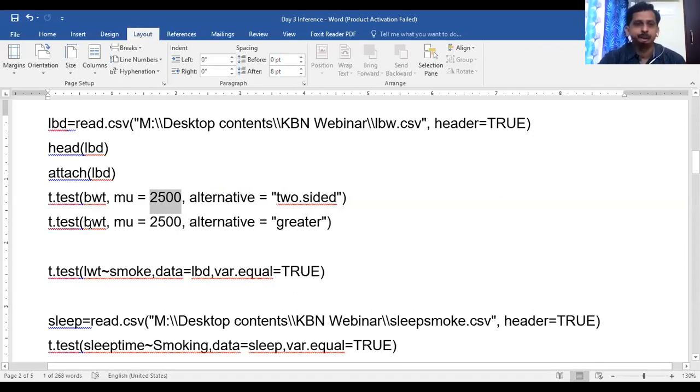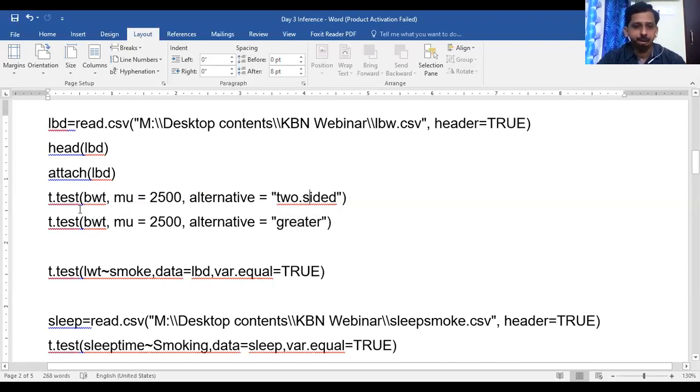Let me test whether the baby's weight, which is observed in this particular sample of data, is satisfying the condition that mu greater than mu naught. This mu naught is 2.5 kilos and mu is obtained from the data, that is nothing but your X bar, the sample mean. In this study, we are very clear that for a healthy baby, the weight should satisfy this condition. This is a one-sided test. Alternative is greater. If you don't have the information, alternative is two-sided.